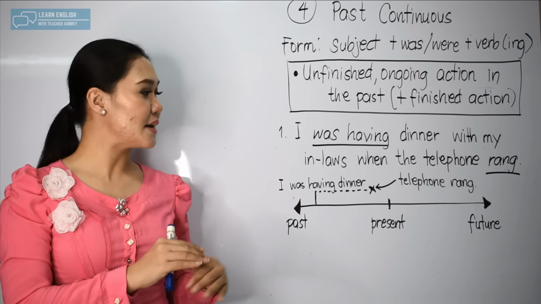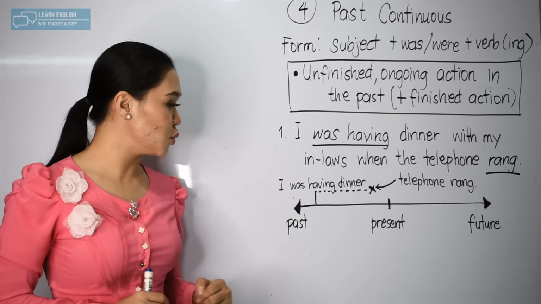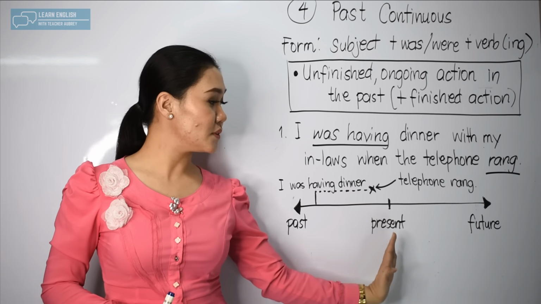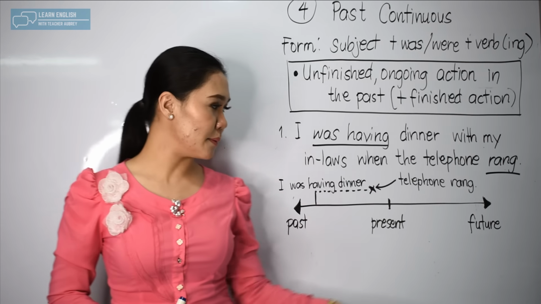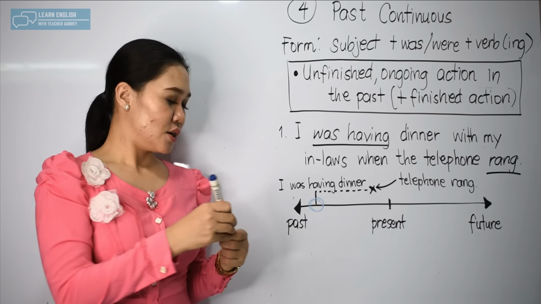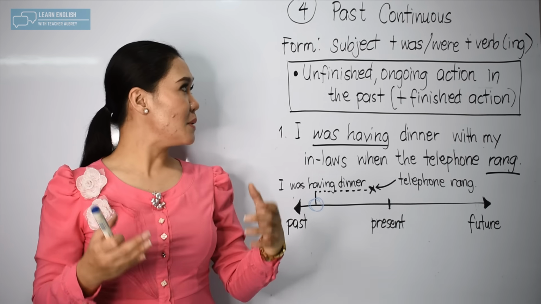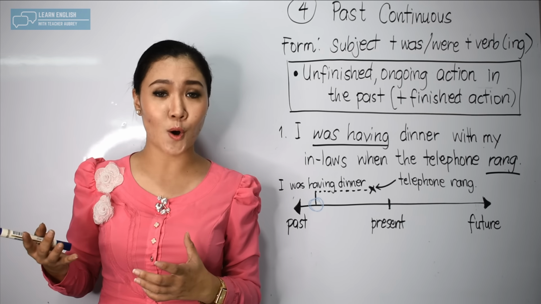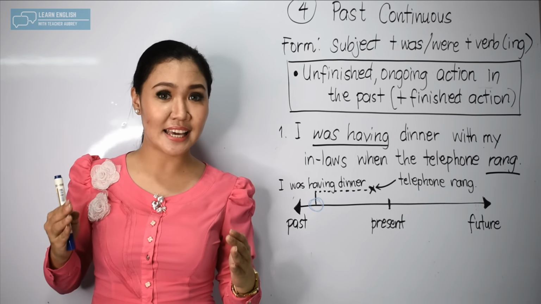Tingnan natin itong timeline natin dito para mas maunawaan natin yung paggamit ng past continuous. Lahat ng kilos na narito ay nasa past. Itong nasa gitna, for the present. At yung narito, patungo sa future o sa hinaharap. So, dito tayo nagsimula. Somewhere here in the past. So, yung kilos na yun is, I was having dinner. Ibig sabihin, unfinished, ongoing, na kami ay naghahapunan kasama yung mga in-laws ko. Hindi pa tapos, okay? Kasalukuyang nangyayari sa nakaraan.